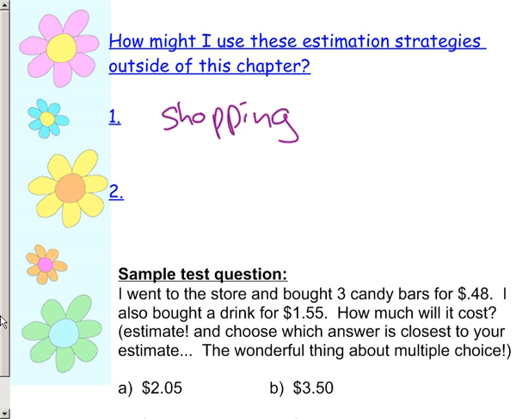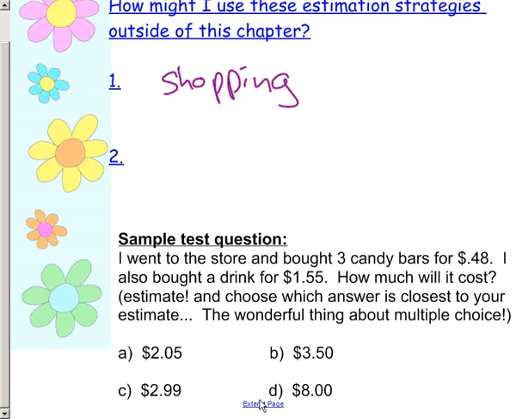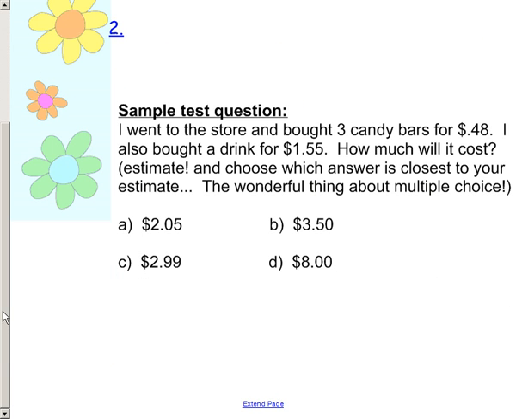And then see if you can think of another situation. Let's go ahead and look at this sample test question. I went to the store and bought 3 candy bars for 48 cents. I also bought a drink for $1.55. How much will it cost? Well, we're going to estimate that and choose which answer is closest. So this is actually your strategy stretcher for this lesson. So you can go ahead and do it on that sheet of paper, and you'll check the answer key later.